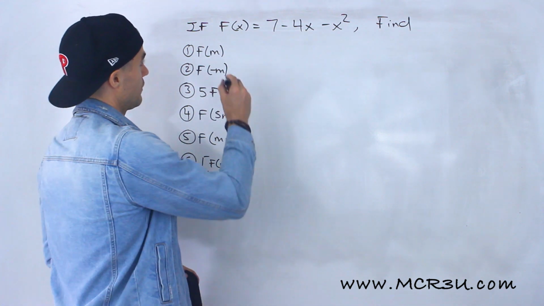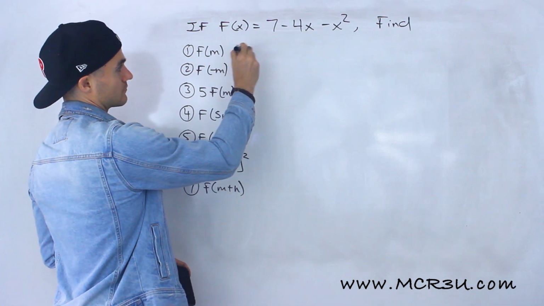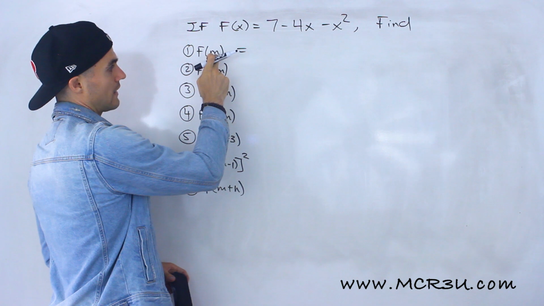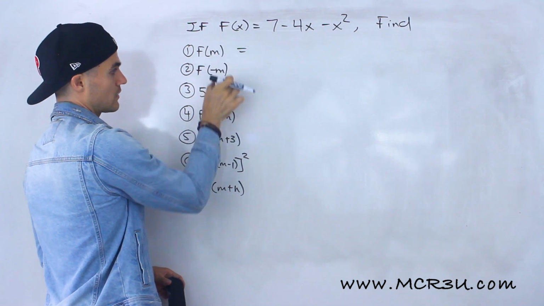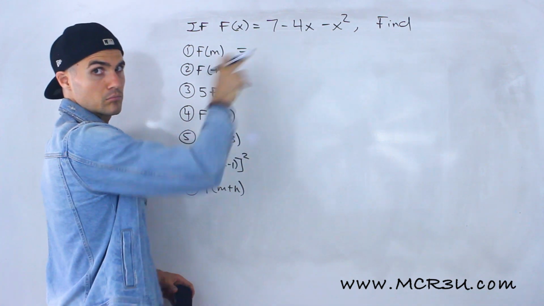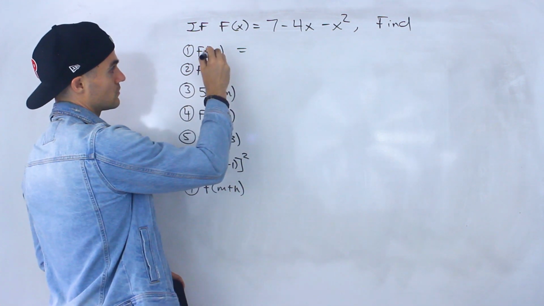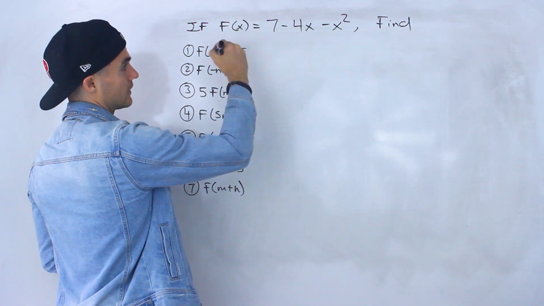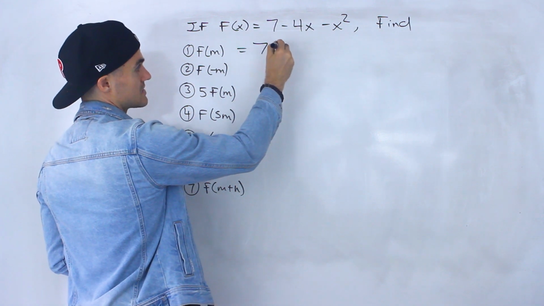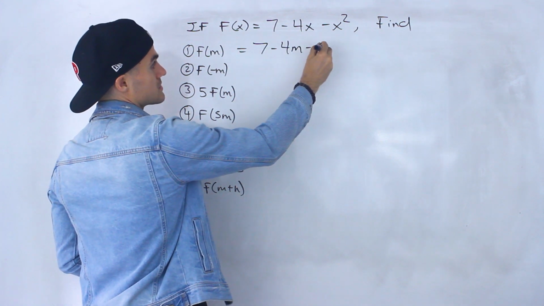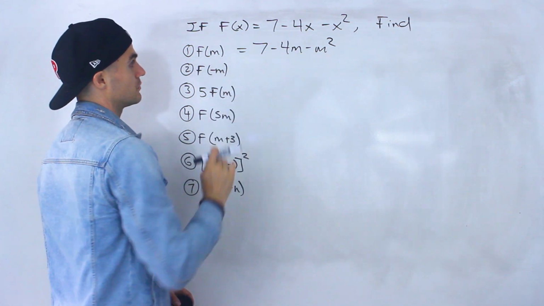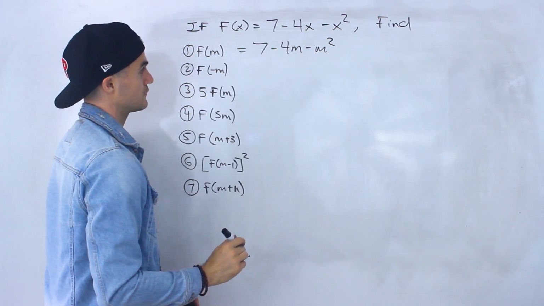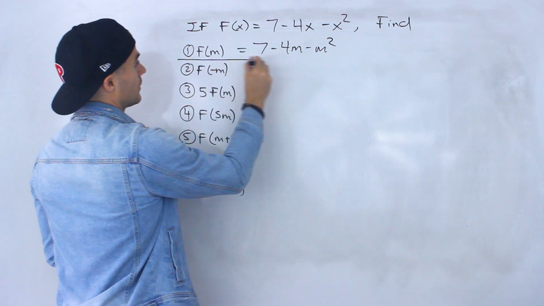Starting with f of m, all we would do is take this m value and plug it in for all the x values. What we're doing is basically taking whatever's in these brackets and plugging it in for all the x values. So f of m is simply 7 minus 4m minus m squared. There's no like terms we could simplify. So number 1, pretty easy.